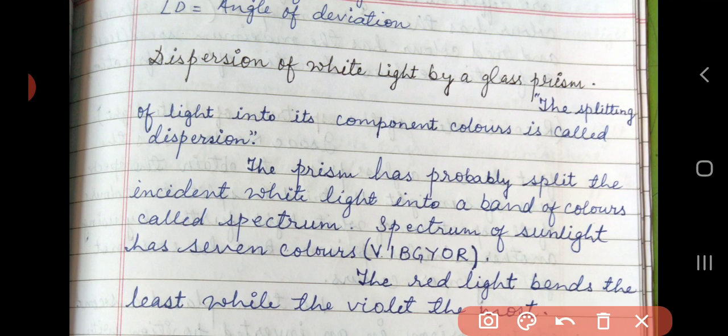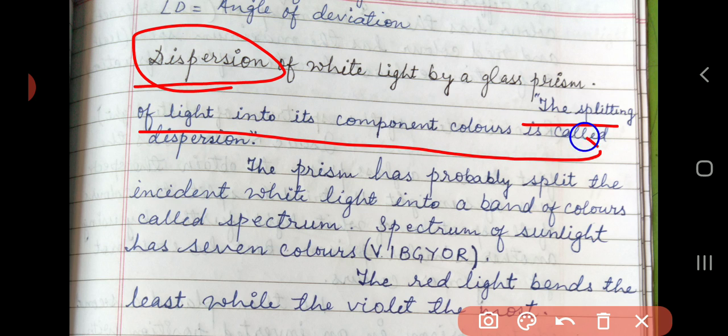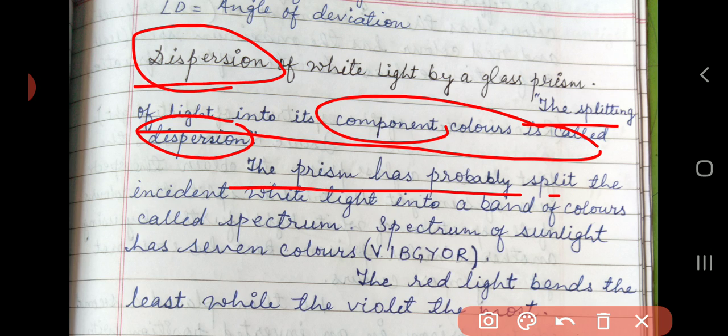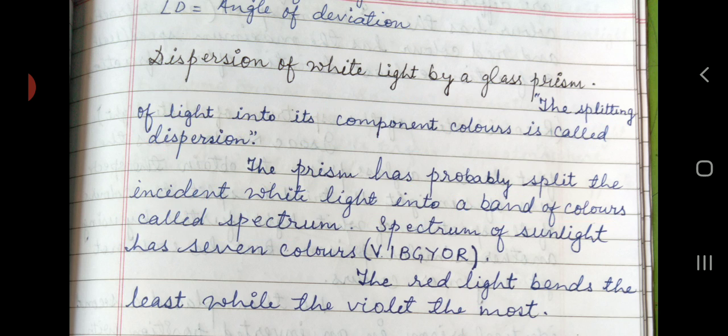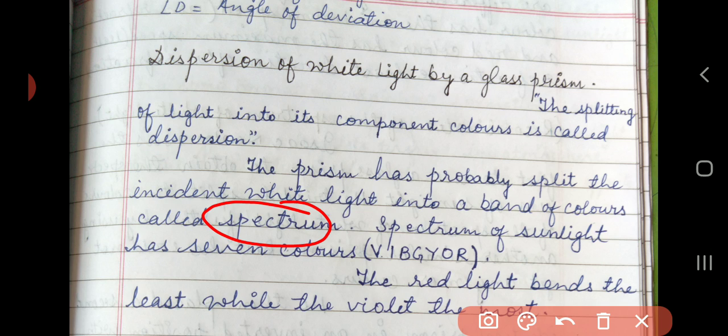Now let us see the next topic, dispersion of light. Dispersion means splitting of light into its component or constituent colors. It is known as dispersion. Splitting of light means breaking of light into its different color components. So the prism has split the incident white light of the sun into a band of colors, and this band of colors is known as the spectrum. It is a band of colors, and the spectrum of sunlight is like this, VIBGYOR.